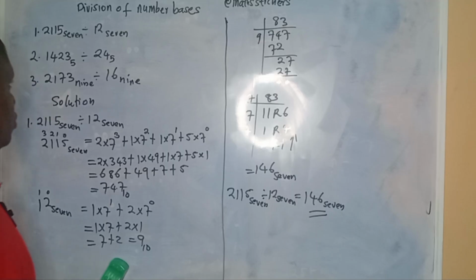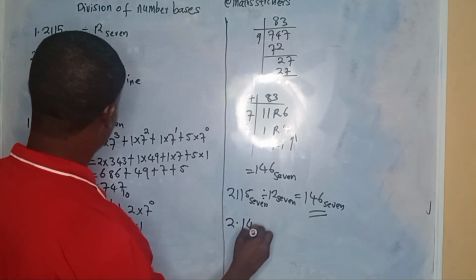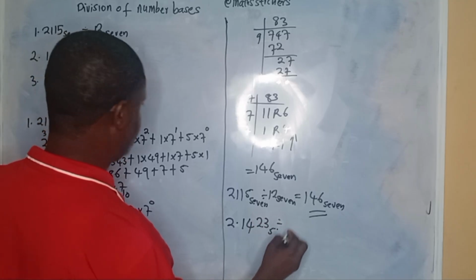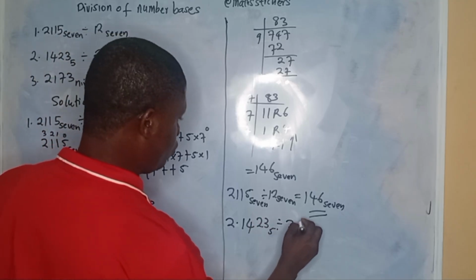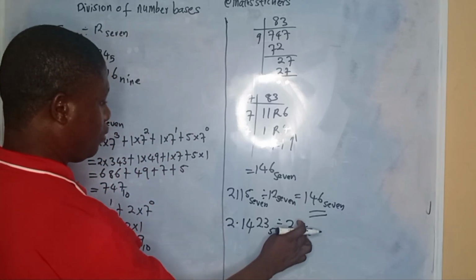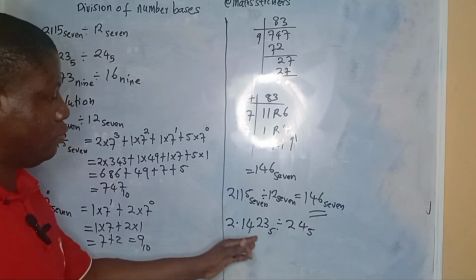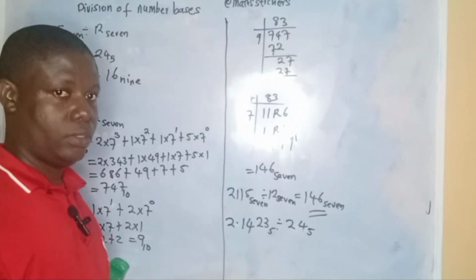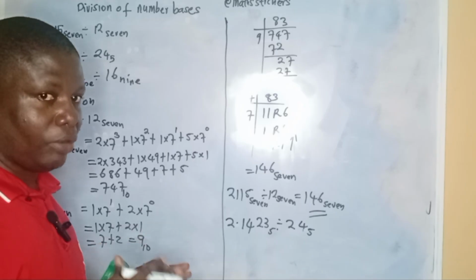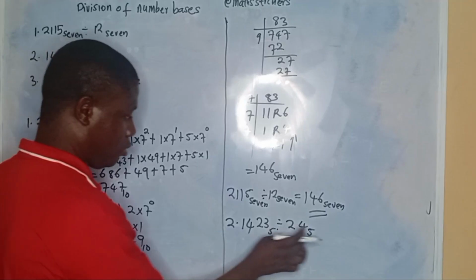Okay, so let's look at question number 2. So we have 1423 in base 5 divided by 24 in base 5. So we're going to be converting each of these numbers to base 10. That is the simplest method to use when you are performing division under number bases. So let's convert this to base 10, convert this to base 10.